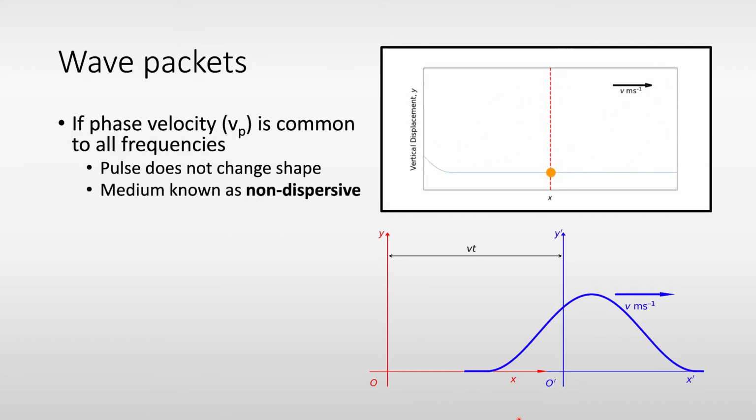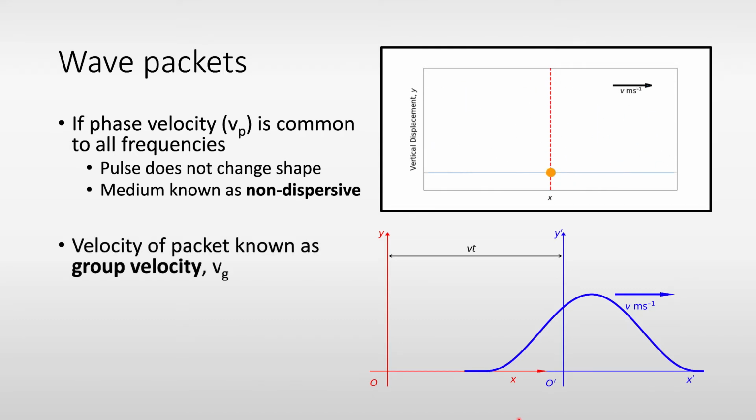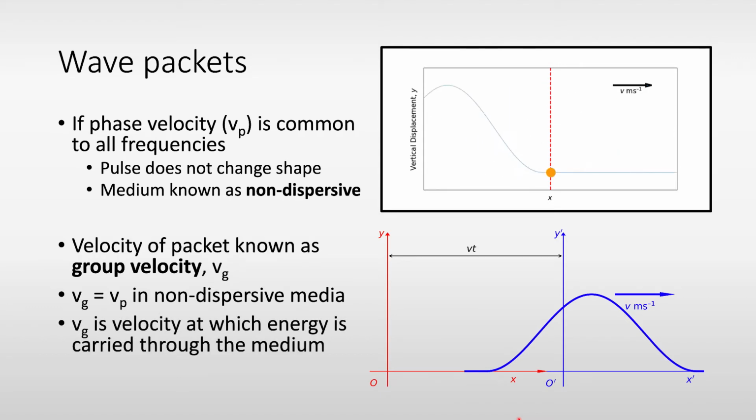However, the phase velocity applies to each individual frequency within that wave packet. These all add together to give us the group velocity, the velocity of the packet as a whole. If we're working in non-dispersive media, then that group velocity is equal to the phase velocity. And we can think of that group velocity as the rate at which energy is carried through the material.